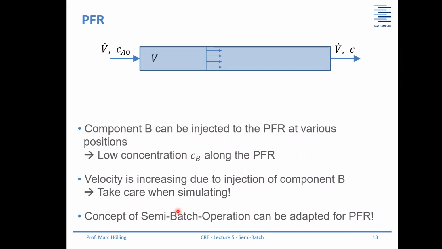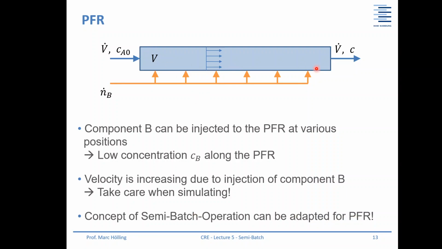Let's have a look at the plug flow reactor. For the plug flow reactor you have just a big tube, and let's assume you start here with the inlet concentration Ca0. What you can do quite easily is drill some holes along your plug flow reactor, and then you have additional feeding points. Here you would add your component B along the plug flow reactor, and with this you can make sure that your concentration of B is kept at a low value along the plug flow reactor. So for the plug flow reactor this is working, this can be done.